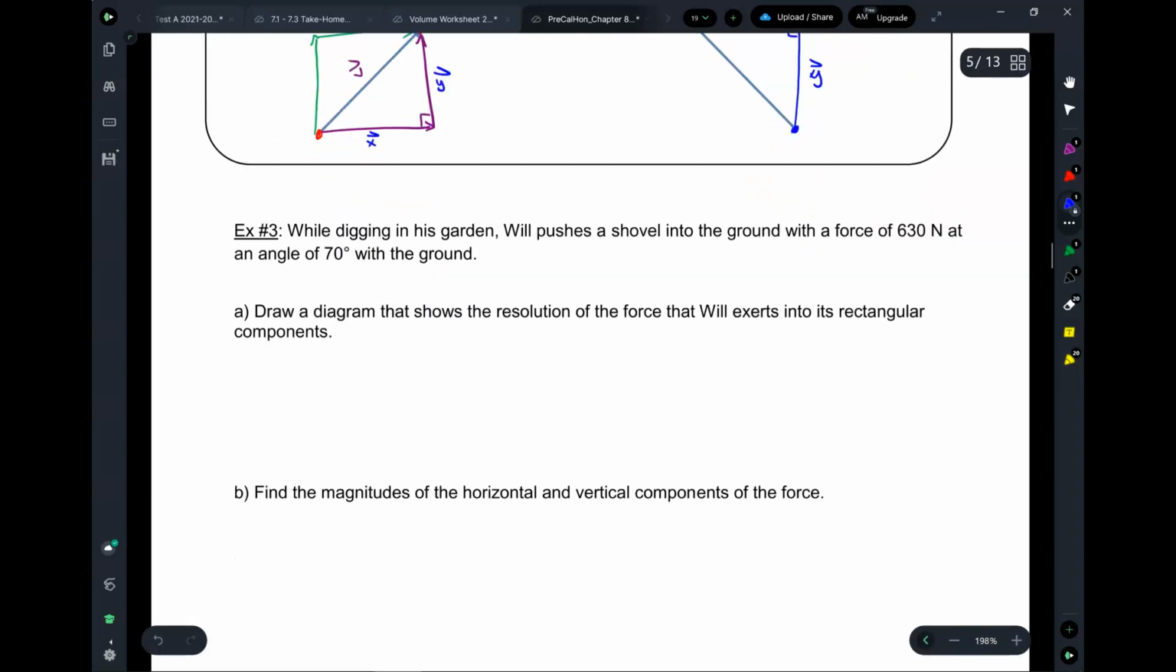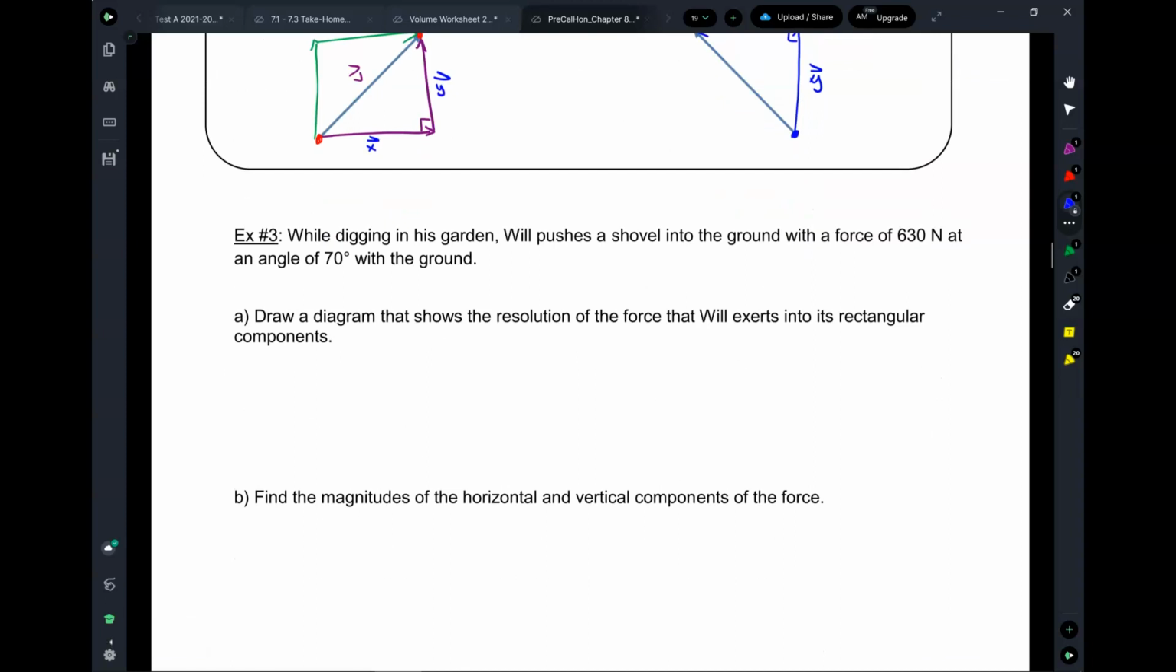Okay. So, all right. So while digging in his garden. Okay, so I know you're like, who digs in their garden? Okay, so like all three of my boys and my husband are constantly doing this. So I read this problem and I'm like, yeah. Will's digging in his garden, right? So it's not really that far removed from me.